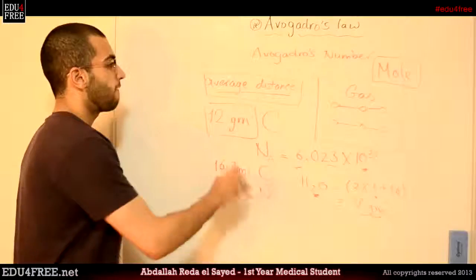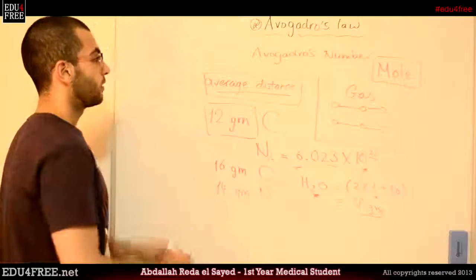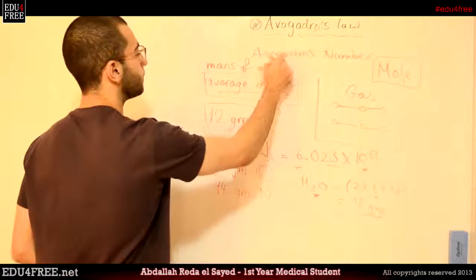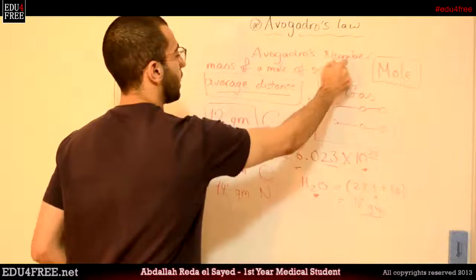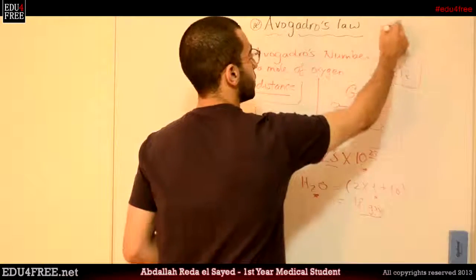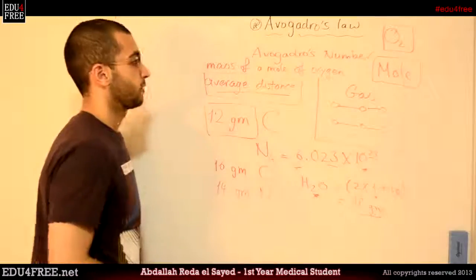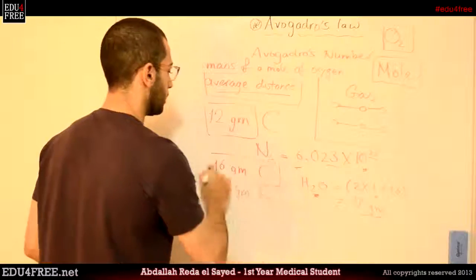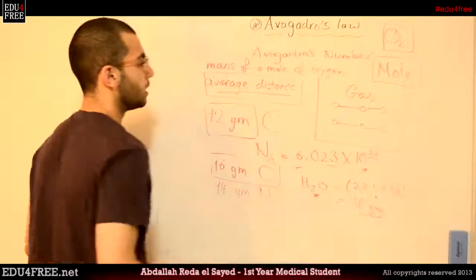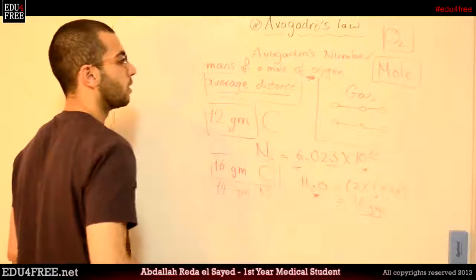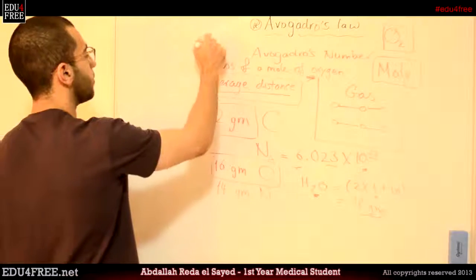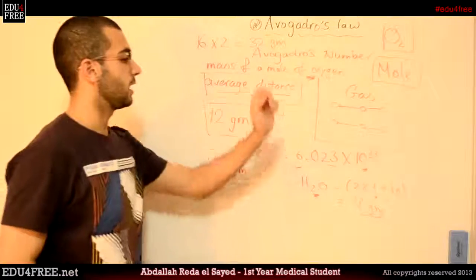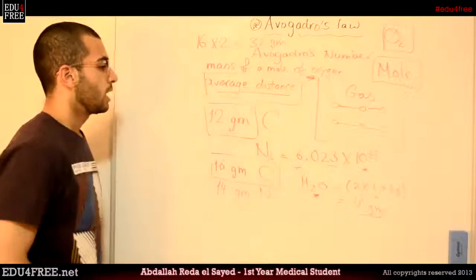So if I want to calculate the mass of a mole of oxygen, we all know that oxygen is found as a gas, and so it's a molecule of 2 oxygen atoms. So here the oxygen atom alone is 16 grams. So for the oxygen molecule, it will be 16 times 2, so 32 grams. So 32 grams of oxygen contains this number of molecules.